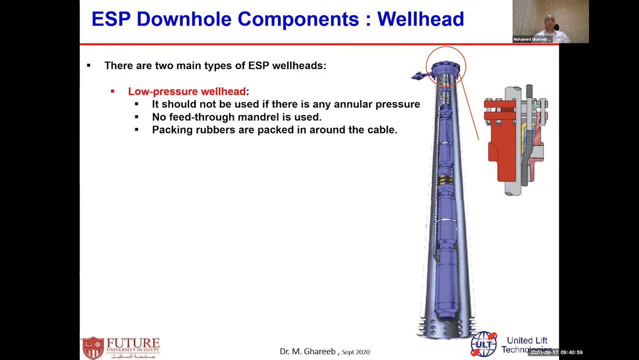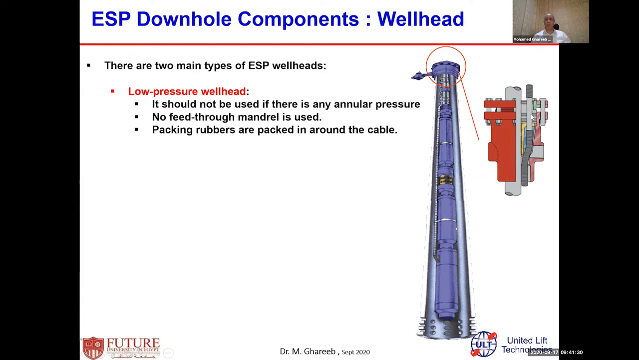Generally, there are two types. There are more than two types, but as a standard, all can fall under these categories. One of them is called the low pressure wellhead. Like this, I have a flanged wellhead, and the cable just comes from downhole and passes through this one. There is no special connection or penetrator here; it just passes and connects to the surface connection.